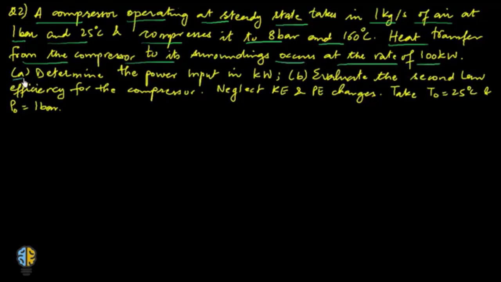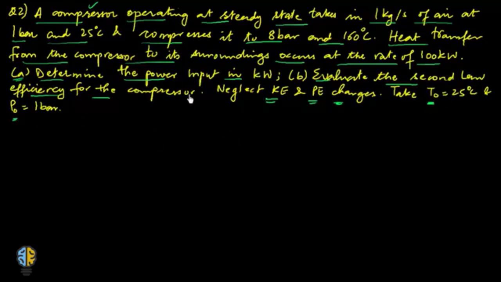Find out, part A is, determine the power input in kilowatts, and the second part is evaluate the second law efficiency for the compressor. This is a question from the video on the second law efficiency illustrations, and in that we talked about a compressor and a pump. We have to neglect the kinetic energy and the potential energy changes. T naught and P naught, that's the dead state, 25 degrees Celsius and 1 bar.